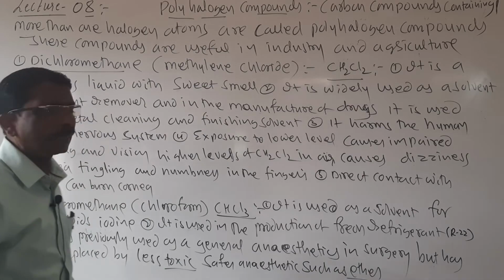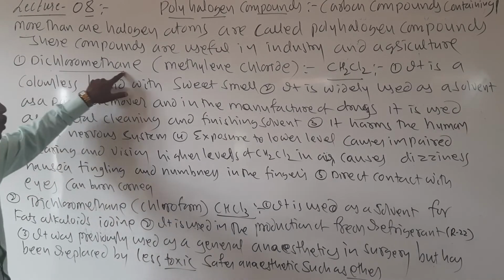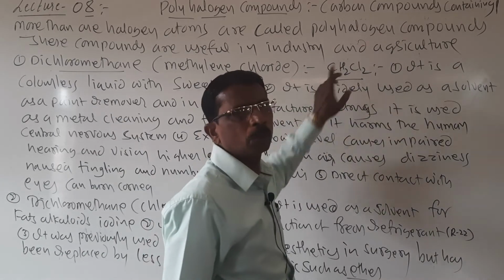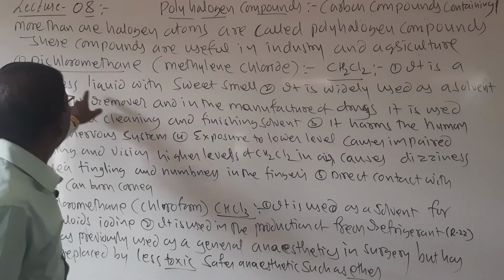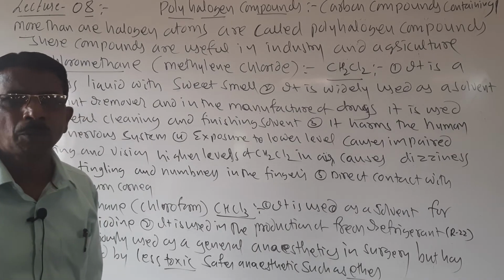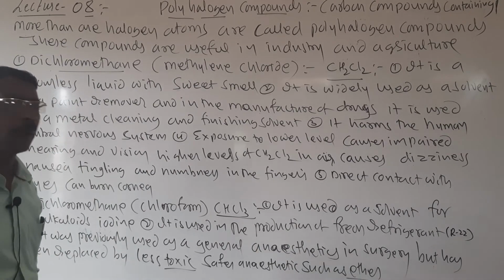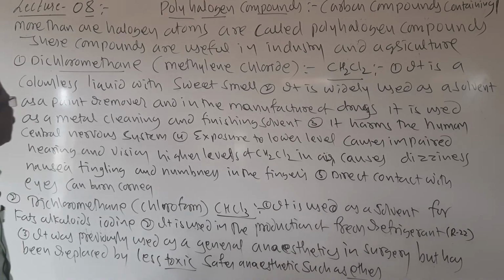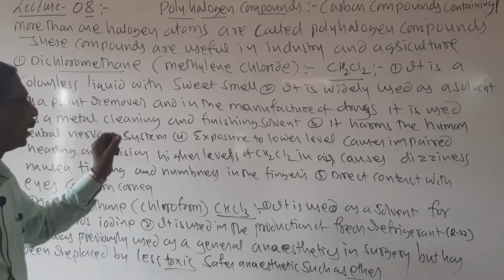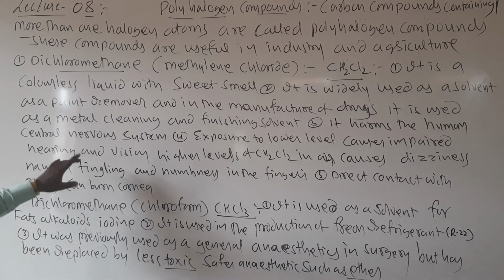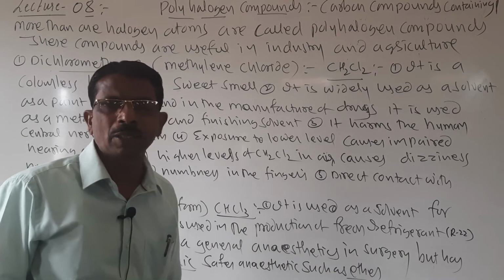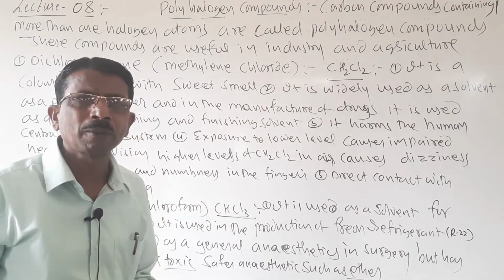So here let us see one by one. The first one is dichloromethane. It is called methylene chloride. Its formula is CH2Cl2. It is a colorless liquid with a pleasant or sweet smell, and it is widely used as a solvent, as a paint remover, so that it easily removes the paint, in the manufacture of drugs, and as a metal cleaning and finishing solvent. It is used to clean the metal surface.